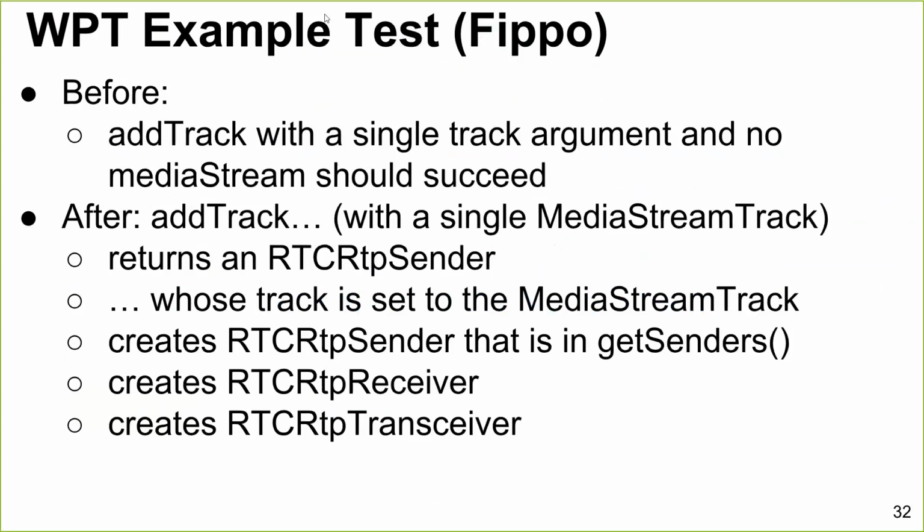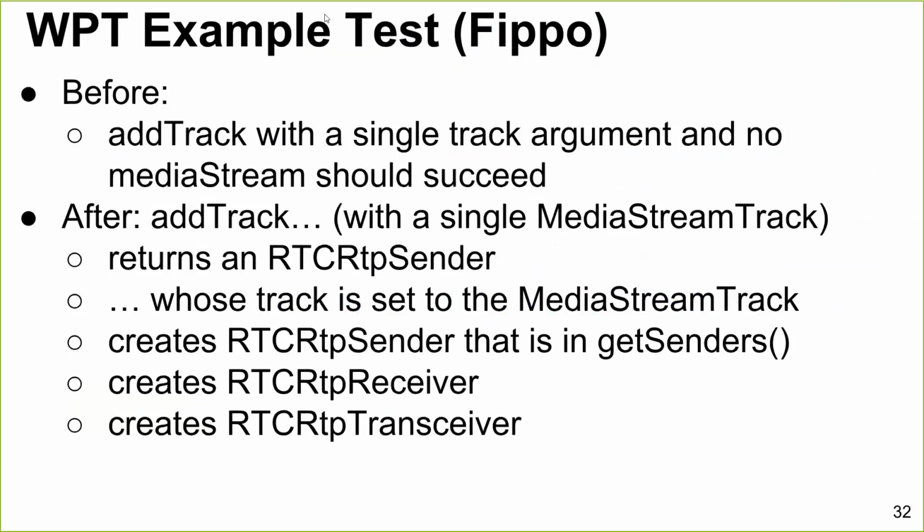So we had the test, and it's now split up into 5 different tests, each making just a single assertion, like add track returns an RTCP sender, and then that the sender's track is set to the media stream track you got from get user media, that it creates a single RTCP sender that is in the get senders set, that it creates an RTC receiver and a transceiver.